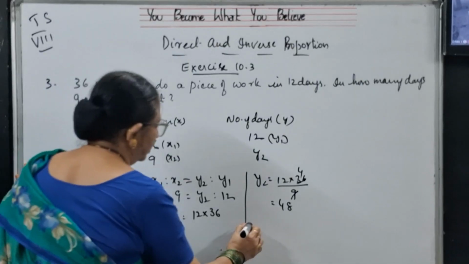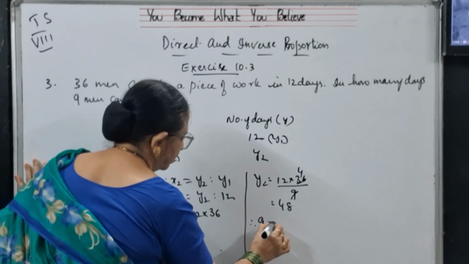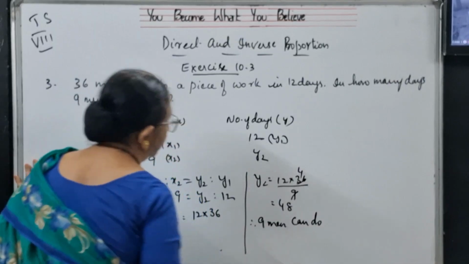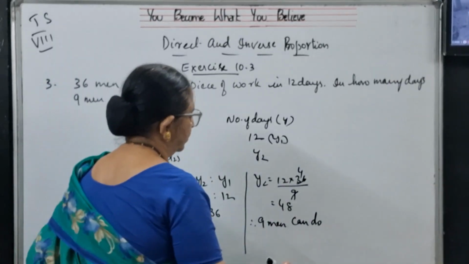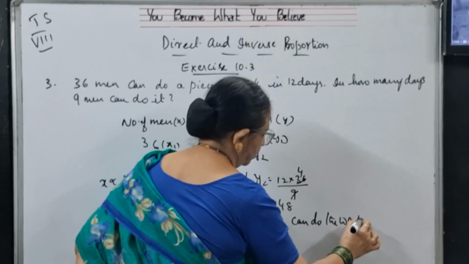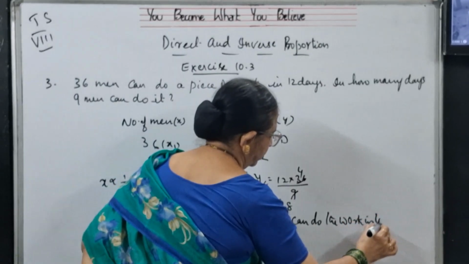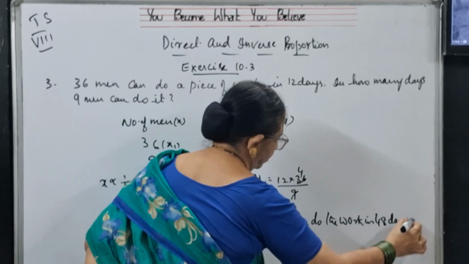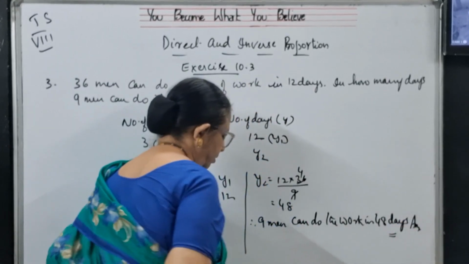So what we can say? 9 men can do the work in 48 days. This is the answer, children.